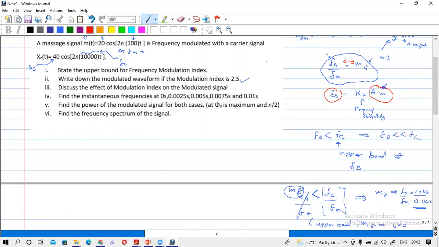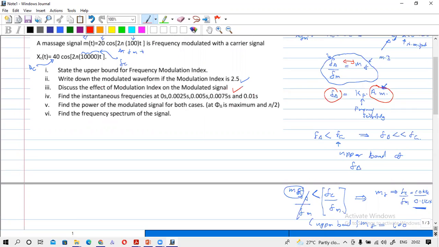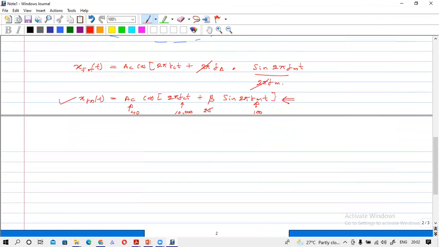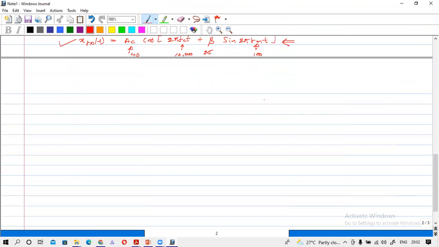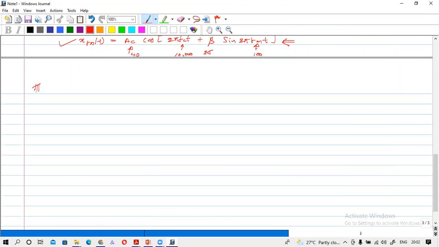We have already discussed this in our lecture part, so we are not going to discuss that. Now we have to find the instantaneous frequency. I think we have also done that in our lecture session. So what is the instantaneous frequency? For an FM signal, the instantaneous frequency is given by Fc plus F delta x(t). Please remember that this F delta already has Am.